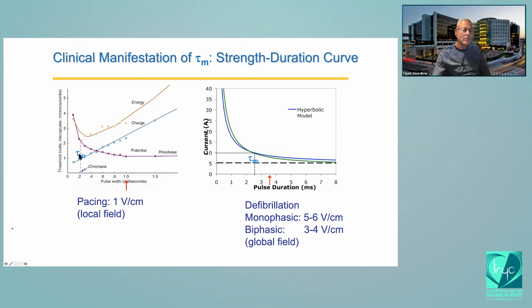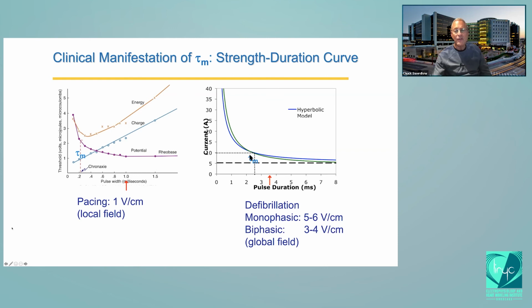The reason we do this is you want to match the waveform duration to the time constant of the cell membrane. Pacing uses very tiny capacitors, and the difference in voltage between the start and stop of the pulse isn't that much. So we don't really care about the waveform time constants for pacing.